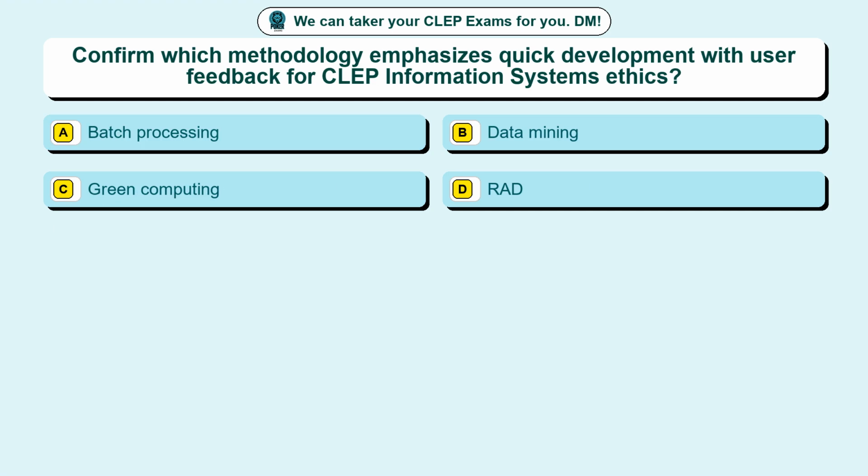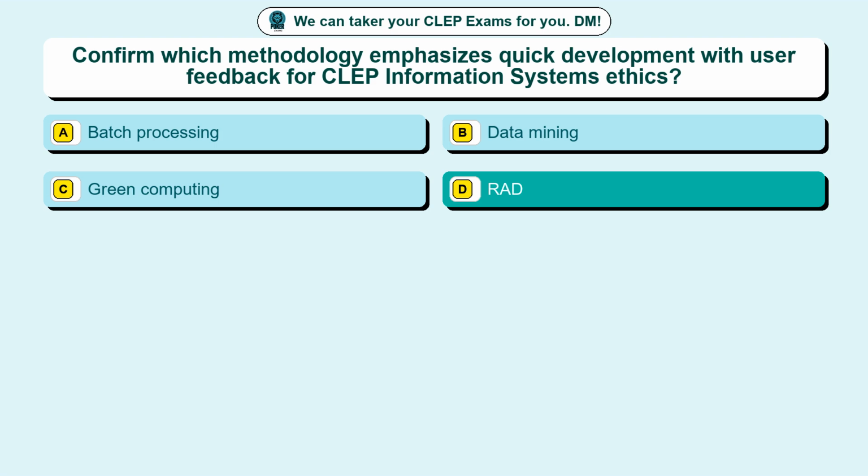Question 69. Confirm which methodology emphasizes quick development with user feedback for CLEP Information Systems ethics? Option A. Batch processing. Option B. Data mining. Option C. Green computing. Option D. RAD. The correct answer is option D.